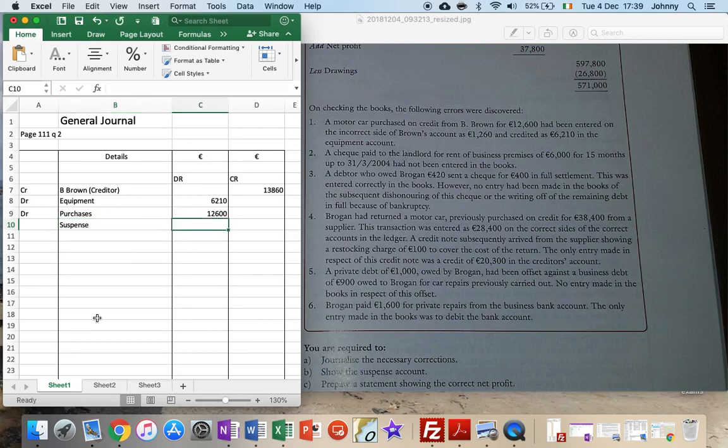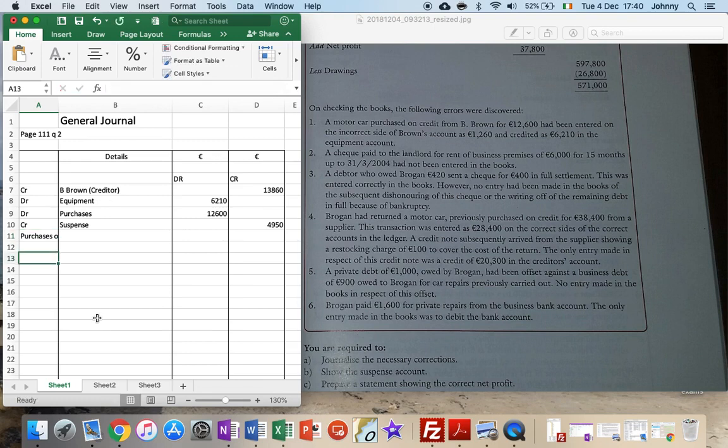So I know that there's more on the debit side and the credit side. Suspense is therefore going to be the credit side. The suspense will be 12,600 plus 6210 minus the 13860 that we have above. So 4950 in the suspense, and that's going to be a credit entry. And say purchase of car recorded wrong side and in wrong account.